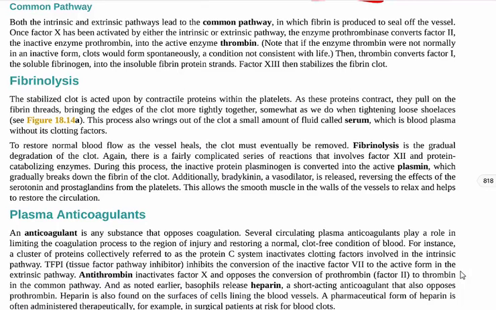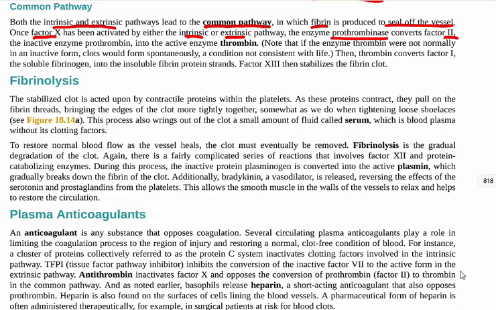Okay? So both intrinsic and extrinsic pathways lead to the common pathway, in which fibrin is produced to seal off the vessel. So this is where fibrinogen is going to be converted to fibrin and is going to form this web. Once factor 10, the thrombokinase, has been activated by either the intrinsic or the extrinsic pathways, remember both of them lead to that common pathway, the enzyme prothrombinase converts factor 2, the inactive enzyme prothrombin, into the active enzyme thrombin. Okay?